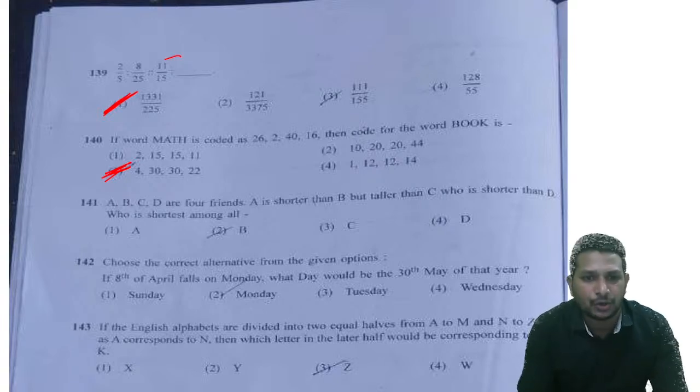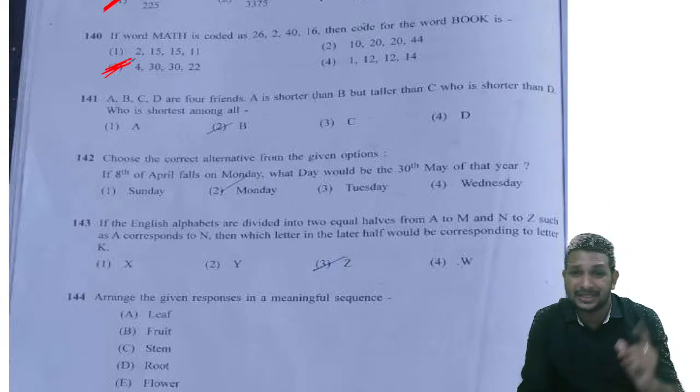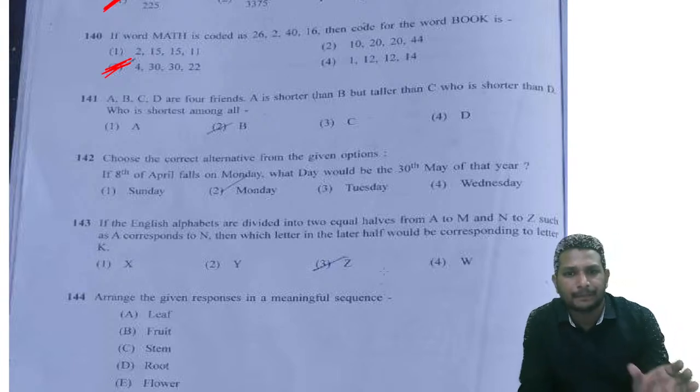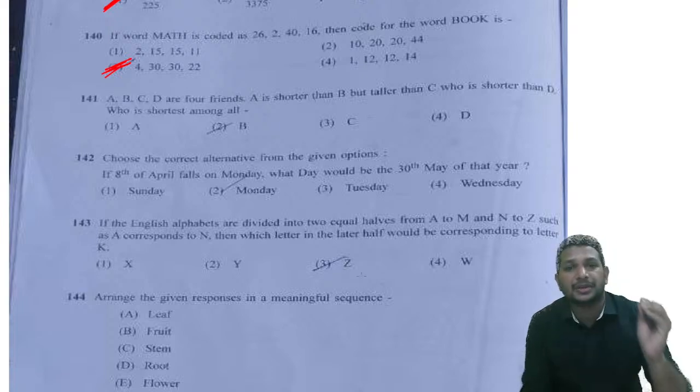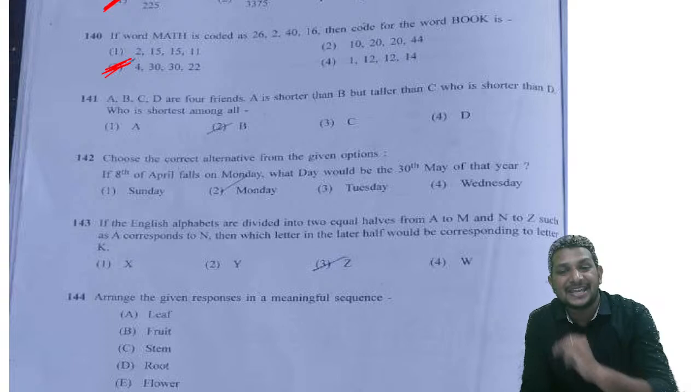Okay, next question number 141. I guess you might have got confused with this, but this is a very single line question. A is shorter than B, and there is a continuation of the sentence, not even a comma or a full stop. A is shorter than B but taller than C. B is shorter than D again.